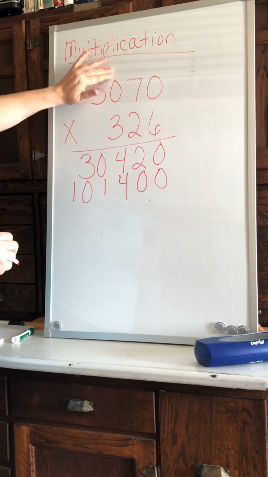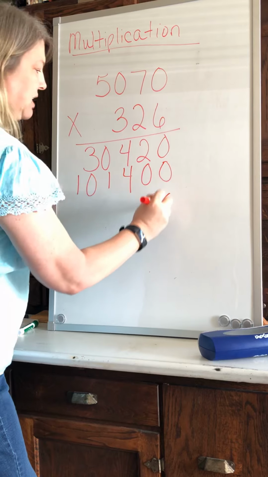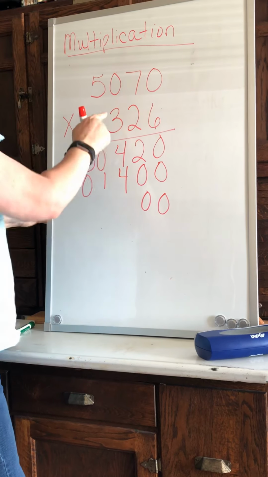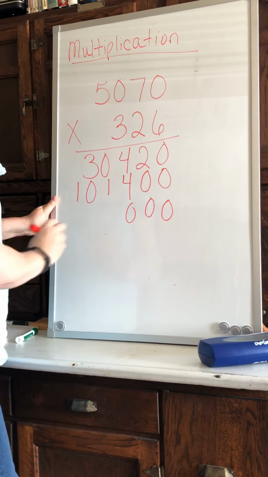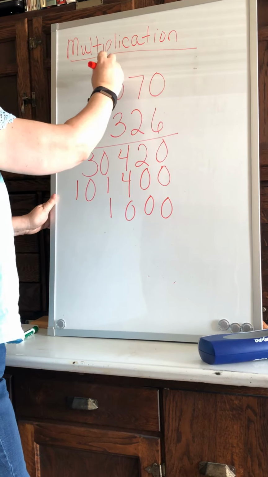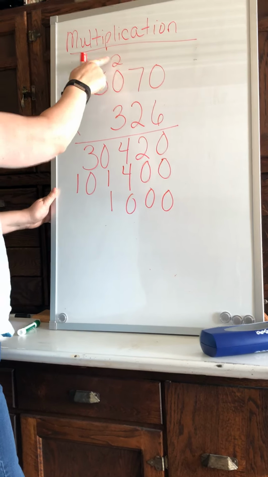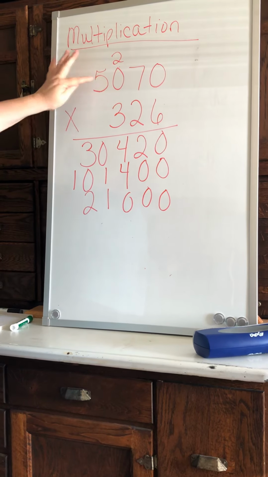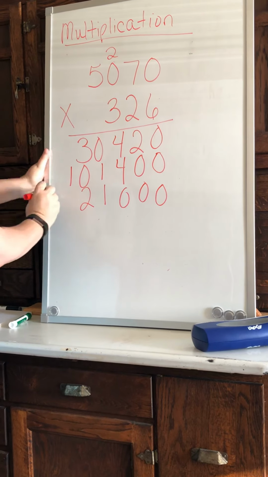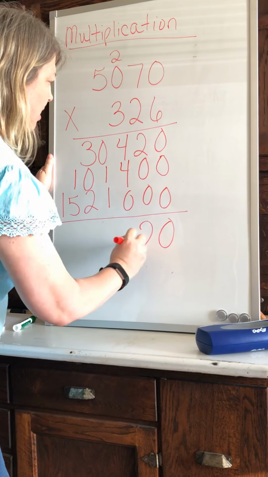All right, last one. 3 numbers over, so I'm going to put 2 zeros down here, and then I'll start. 3 times 0, 3 times 7 is 21. 3 times 0 is 0, plus 2 is 2. And then 3 times 5 is 15. Okay.